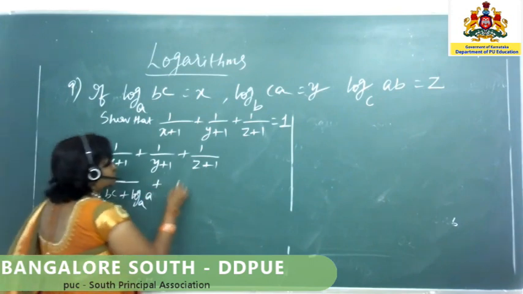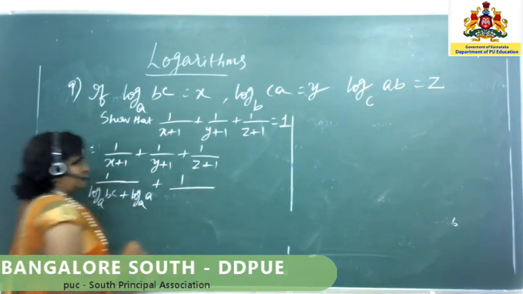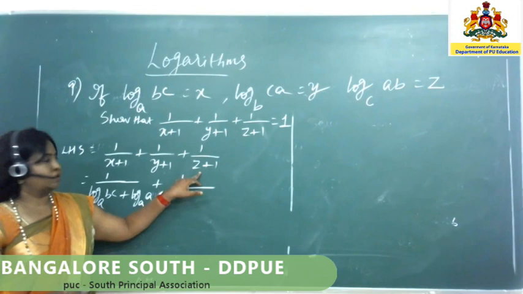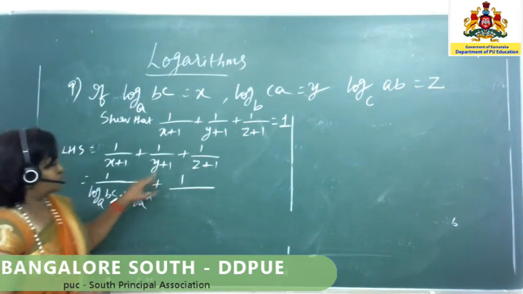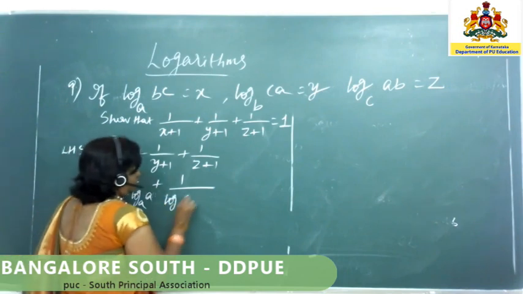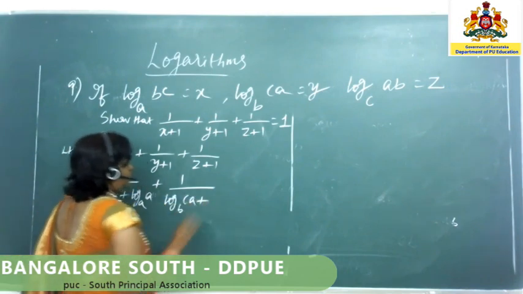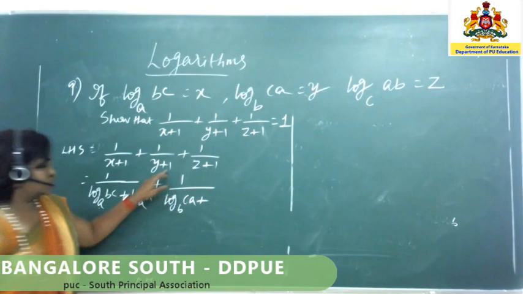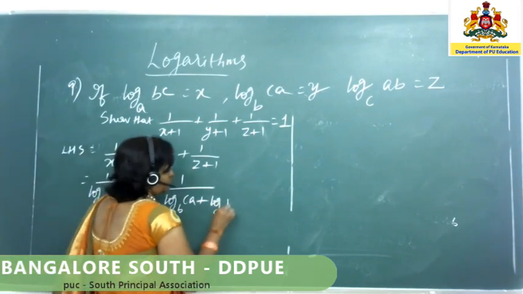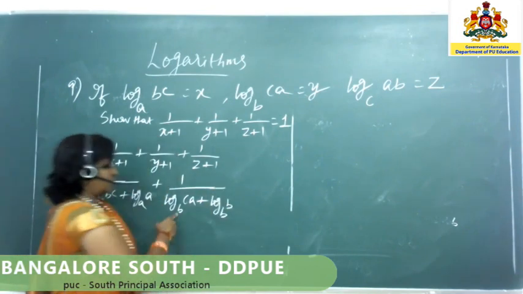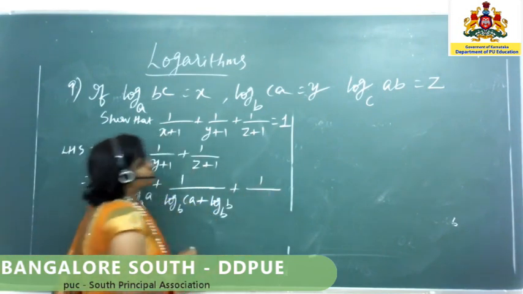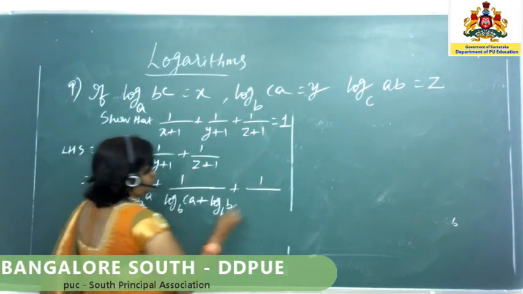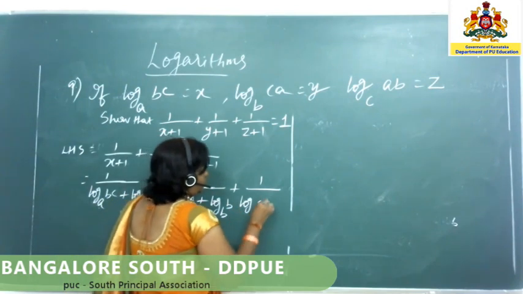So in the same way, in the second and the third term, I'll make the substitutions. So y is log CA to base B. Plus, in the place of 1, I'll be substituting log B to base B, because here the base is B. So plus 1 by, and z is log AB to base C.